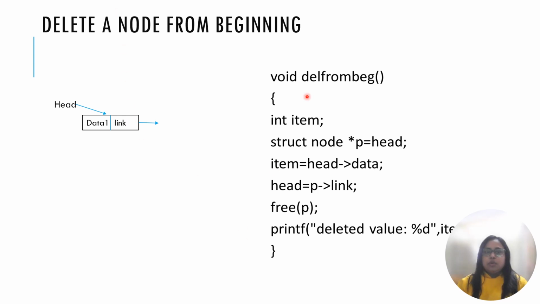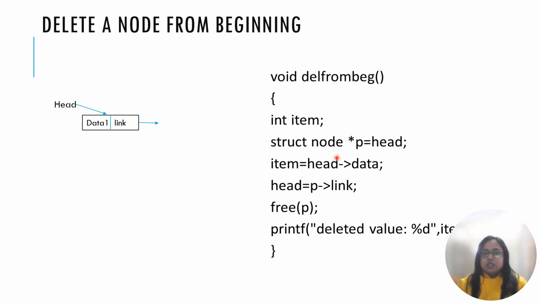Now delete a node from the beginning. Suppose there is a list and from the beginning position we want to delete. For that case, obviously the beginning node is my head node. So when we delete that beginning node, head will be moved to the next node.